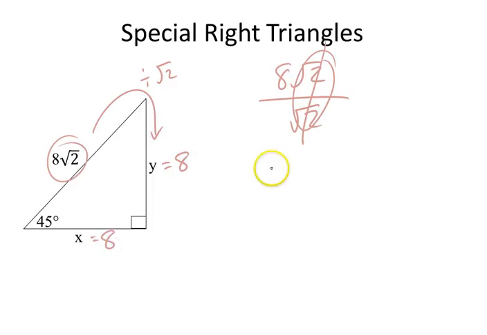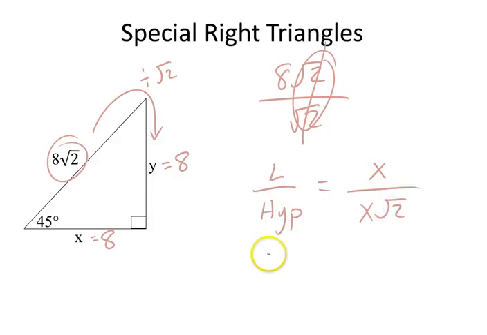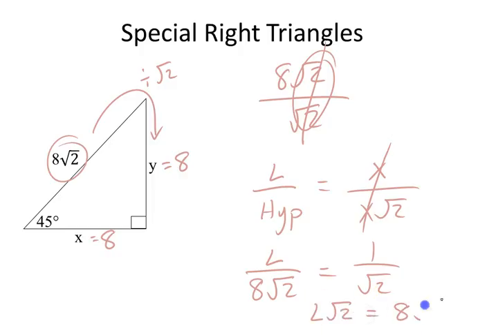Or I can write up a ratio, leg over hypotenuse equals x over x rad 2. I didn't know my leg. I knew my hypotenuse was 8 radical 2. Cross out the x's, 1 over radical 2. So L radical 2 equaled 8 radical 2. Divide both sides by radical 2. L equals 8. Again, guys, either memorize what they are and multiply.